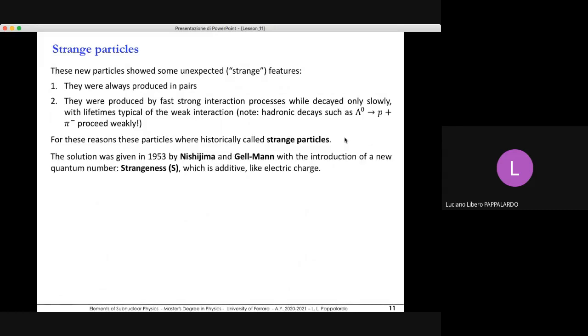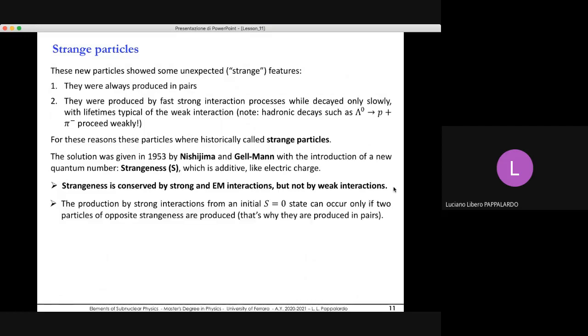Now, the solution was given in 1953 by Nishijima and Gell-Mann, with the introduction of a new quantum number that today we call strangeness, and we indicate with the symbol capital S, which is additive like the electric charge. So once we introduce this, everything becomes clear. Strangeness is conserved by strong and electromagnetic interaction, but it is not conserved by weak interaction. And this is indeed the reason why these objects can only decay weakly, as we will see in a moment.